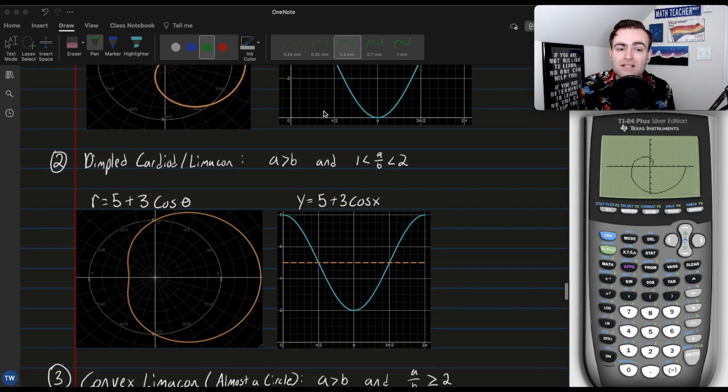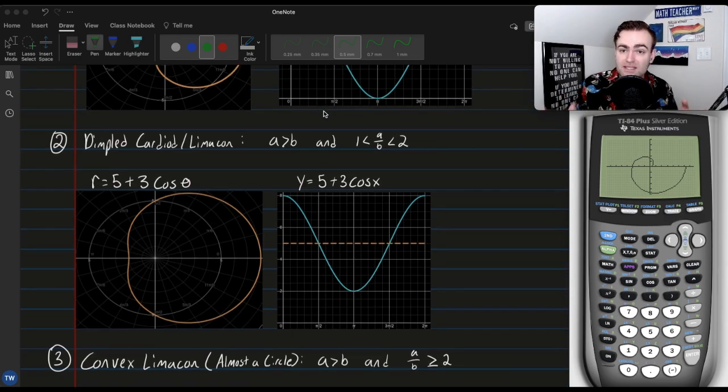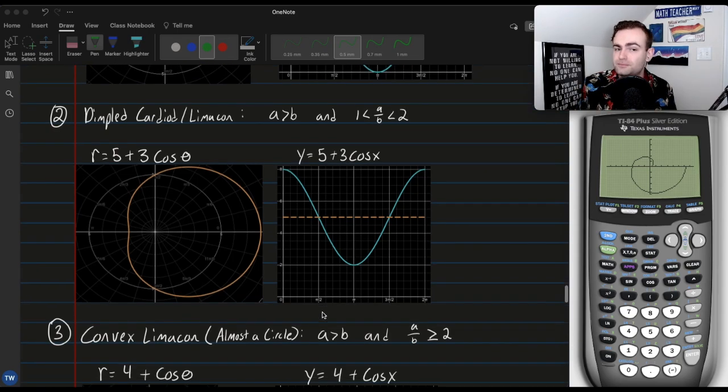What if A is larger than B, but the ratio is somewhere between 1 and 2? This essentially means that instead of touching the x-axis, it always stays above. We get what's called a dimpled cardioid, or a dimpled limaçon, which kind of looks like a heart, but it doesn't go all the way down to the pole. So rectangularly, again, it's because we're not touching the axis here.